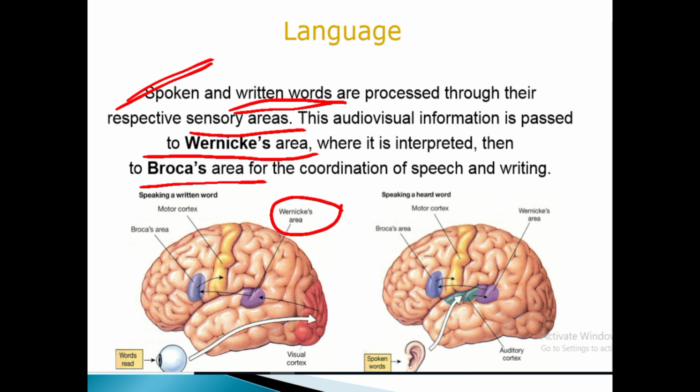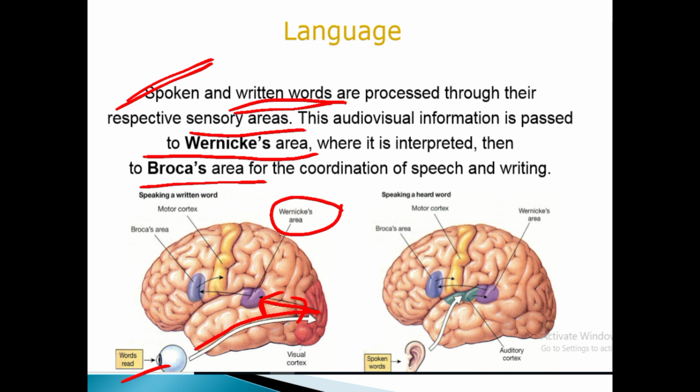Now some words are present, and you are reading the words. It is through your eye that it goes to the visual cortex. From the visual cortex, that input goes to Wernicke's area, where it is interpreted.